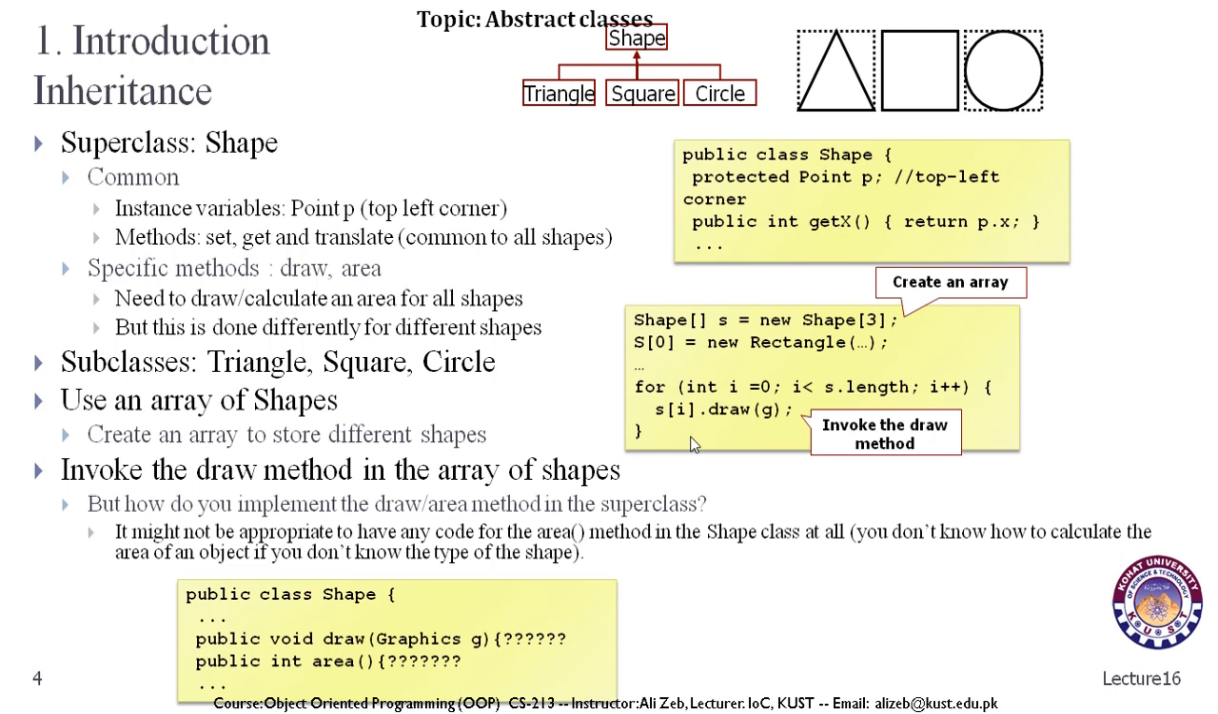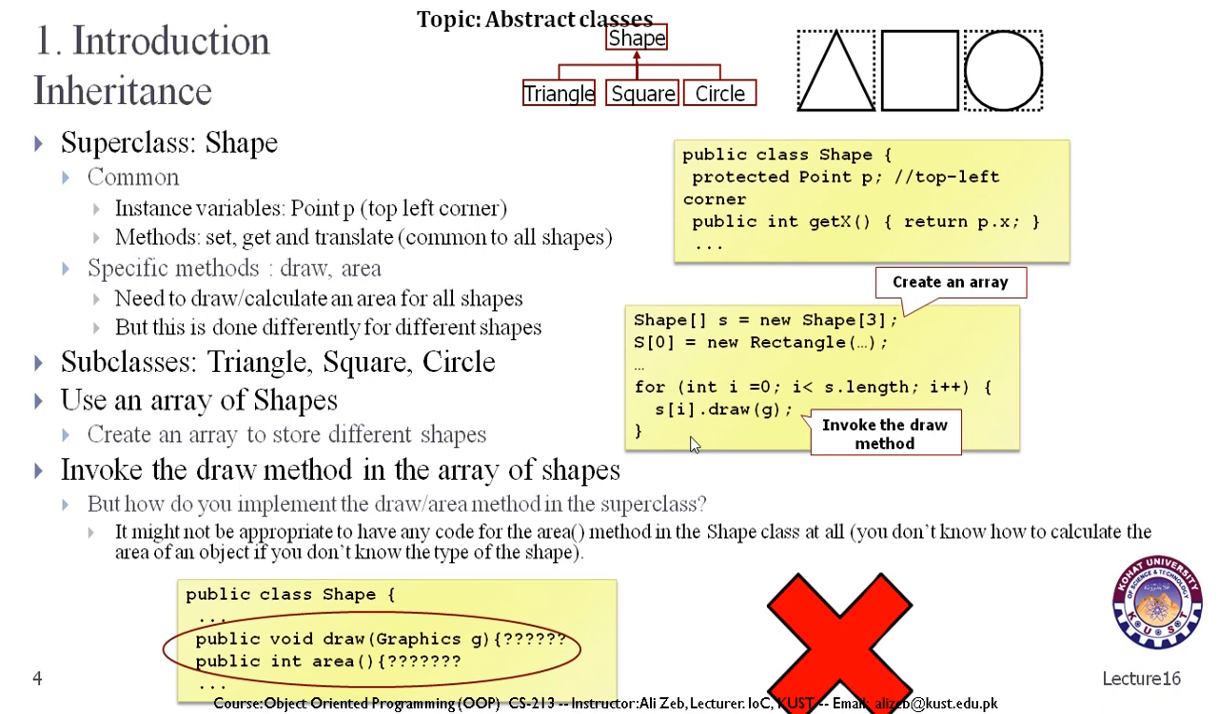So it might not be appropriate to have any code for the area method in the shape class at all. Why? Because we do not know how to calculate the area of an object if we do not know the type of the shape. So we need to know the type of the shape, let's say a rectangle, to be able to calculate the area of that shape. If we do not know the type of the shape that we are trying to draw or that we are trying to calculate the area of, we will not be able to implement that method in the shape class.